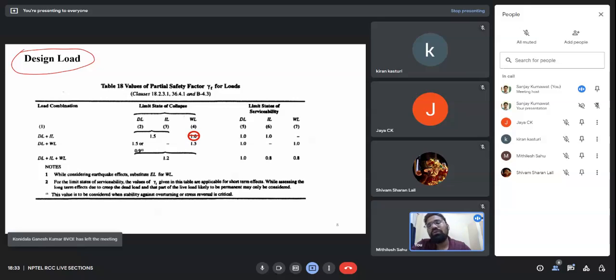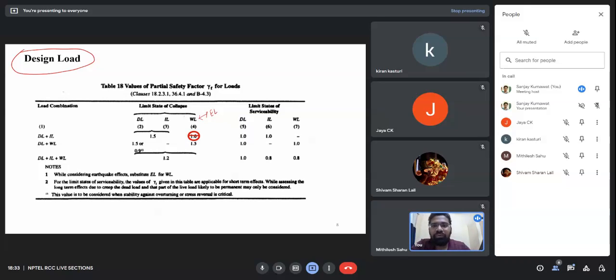For loads we have different types of loads. We have dead load, live load, and wind load. And wind load, we interchangeably use for earthquake load also, because the nature of these two loads is more or less similar. So that is the reason we use the higher of these two loads for design calculations.